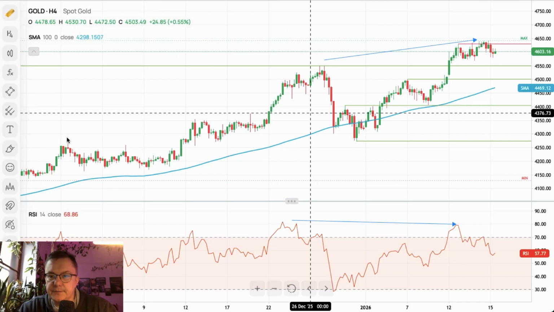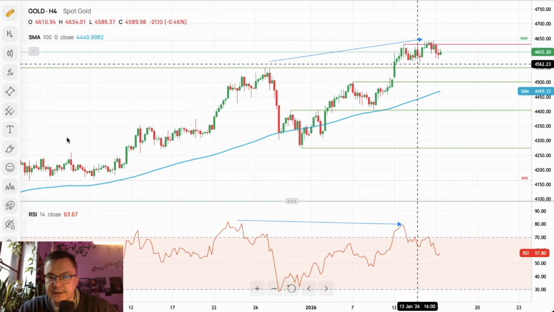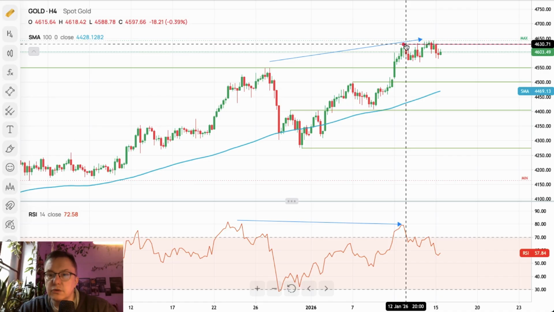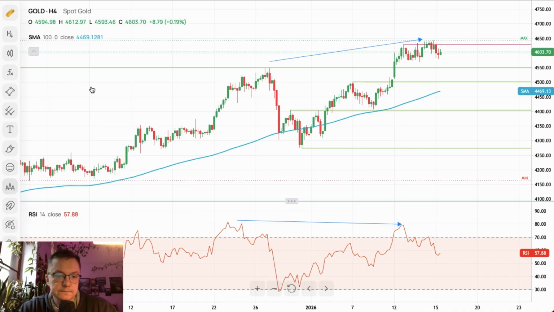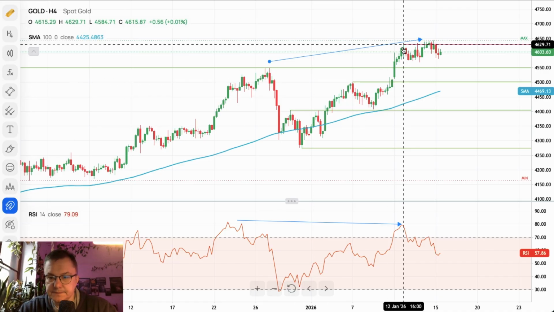Gold market is still consolidating the recent gains. It doesn't want to move anywhere higher for now.